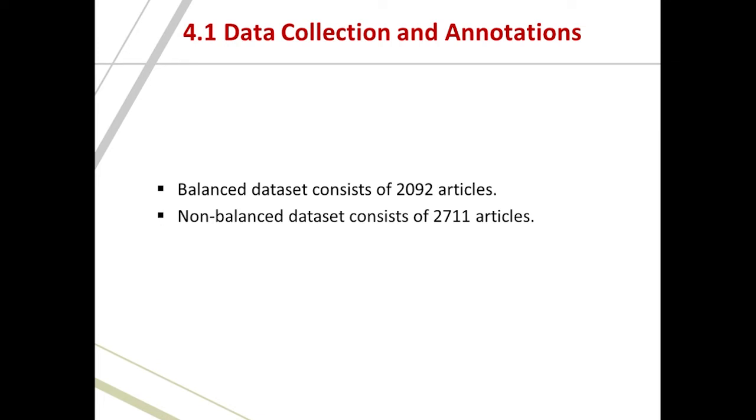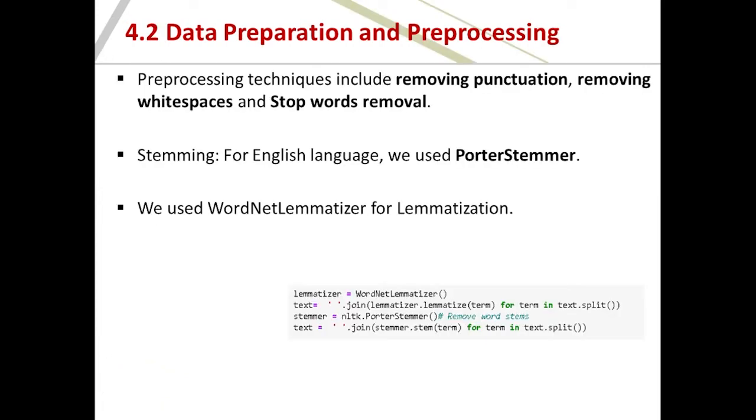For data collection and annotation, we have collected two data sets. The first one is a balanced data set consisting of 2082 articles, and the non-balanced data set consisting of 2711 articles. After we collected the data, we moved to the next stage, which is the pre-processing stage.